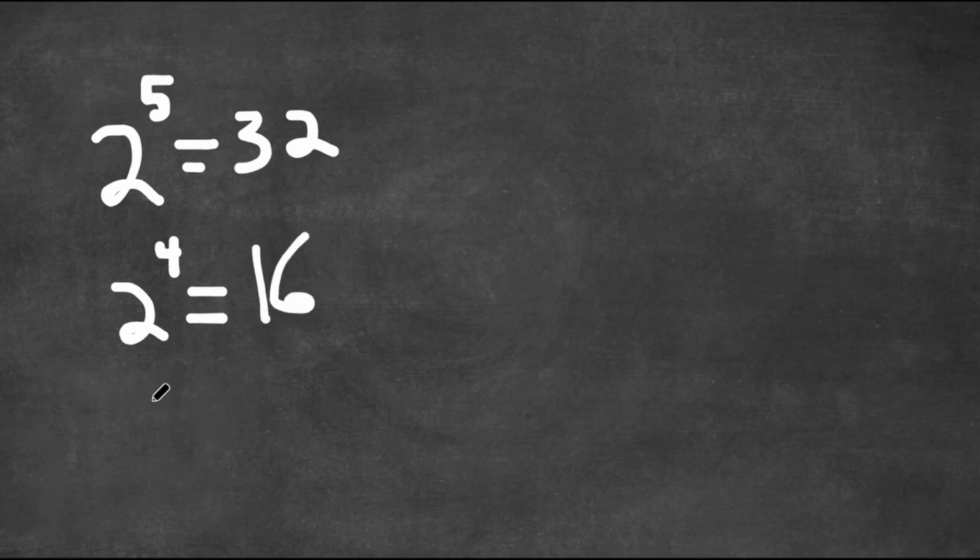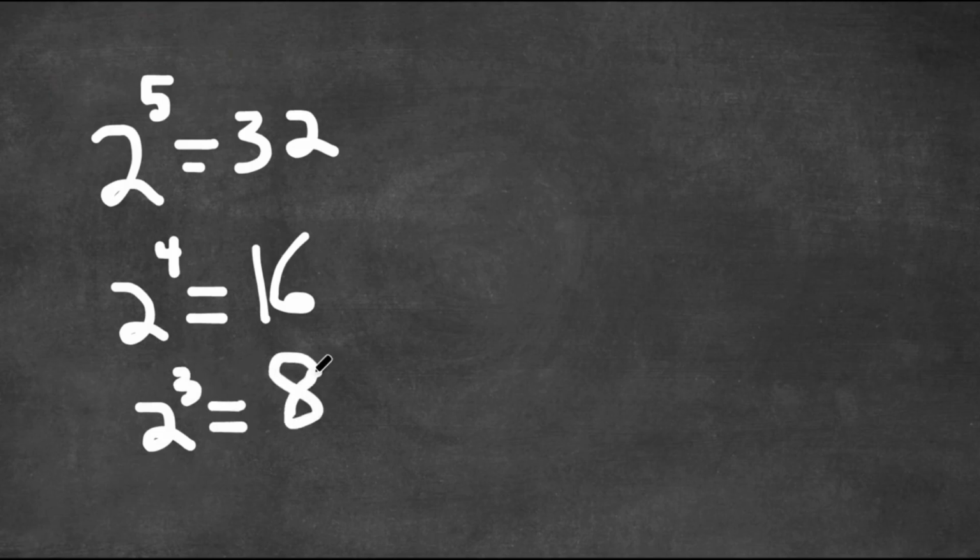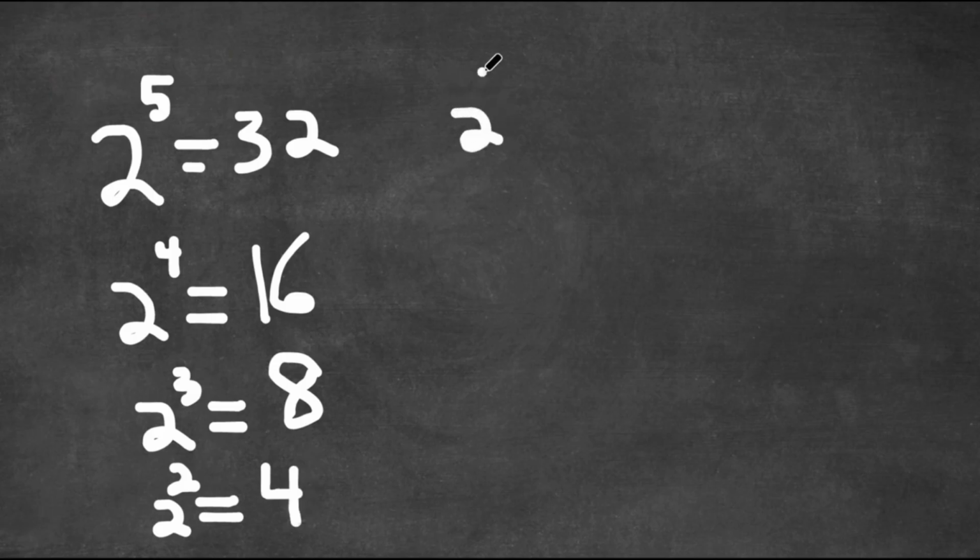Now let's go one lower. What is 2 to the power of 3? 2 to the power of 3 is 2 multiplied by itself 3 times. And this is 8. And let's go one lower again. What is 2 to the power of 2? This is 2 times 2, which is 4. And finally, we have 2 to the power of 1. And this is 2.